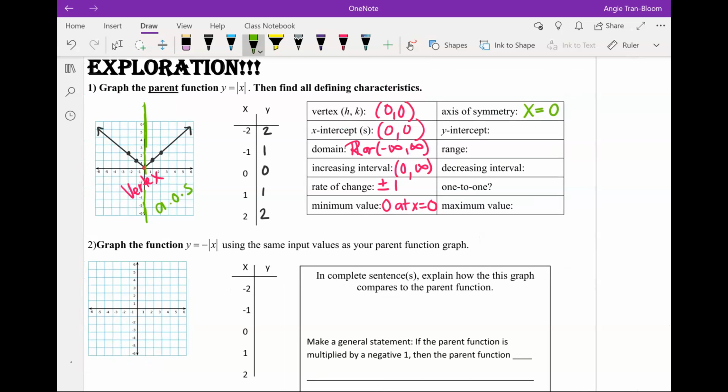Right. Now it's looking for the y-intercept. Do we have any? Yeah, the y-intercept and the x-intercept for this particular parent function is exactly the same. What's the range?